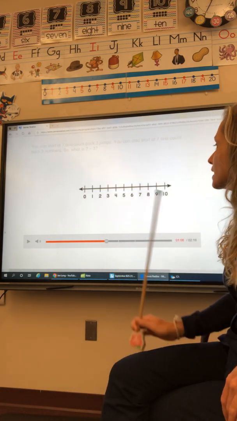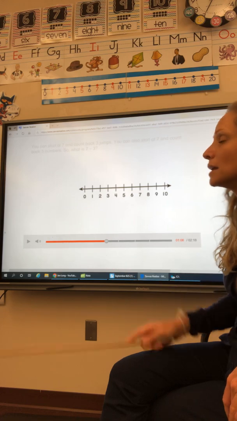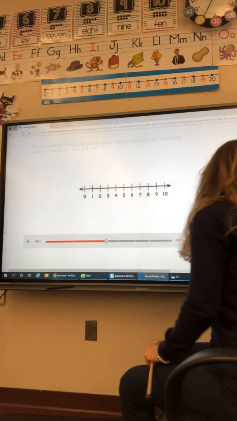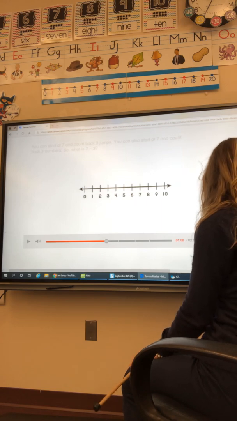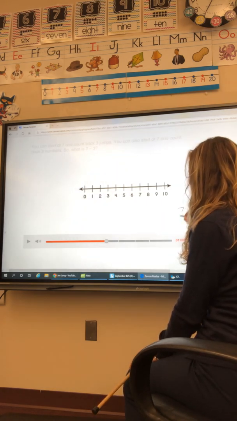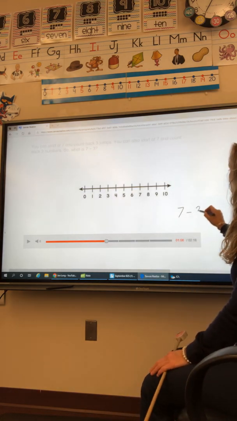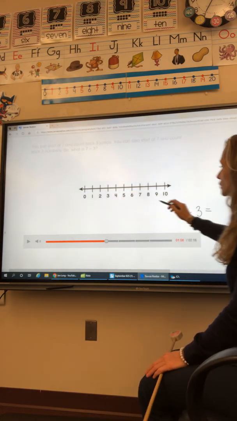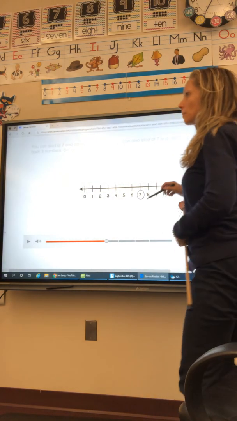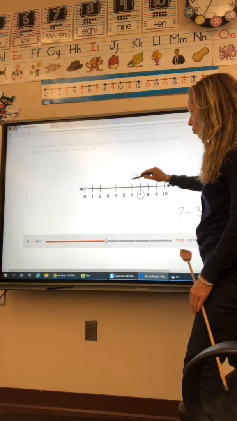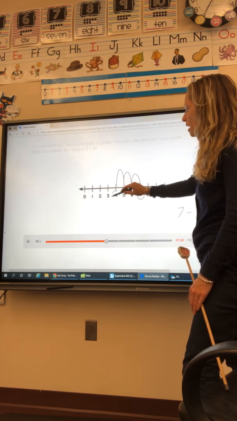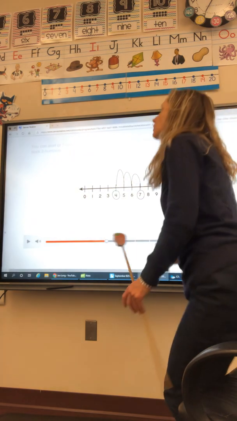So it says when you're subtracting or counting back for 7 minus 3, I would start on the bigger number always. So for 7 minus 3, I'm going to start on the 7, and I'm going to do 3 jumps back. 1, 2, 3. I land on the number 4.